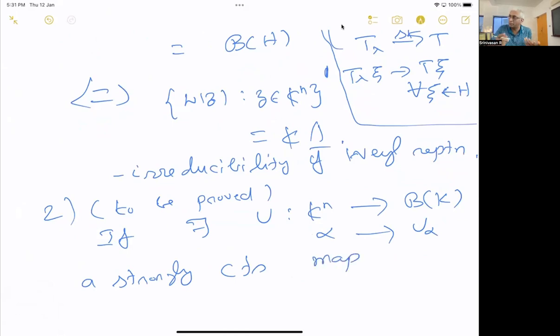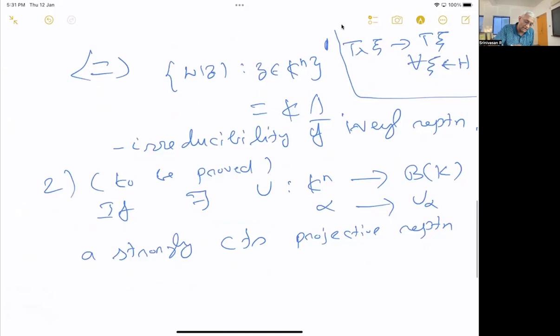I mean, it's not a representation, it's a projective representation. What is projective is just defined there. If it satisfies the property we are going to write down, it's projective. Projective means there has to be a scalar. Here the scalar will be specific. Okay, a strongly continuous projective representation.